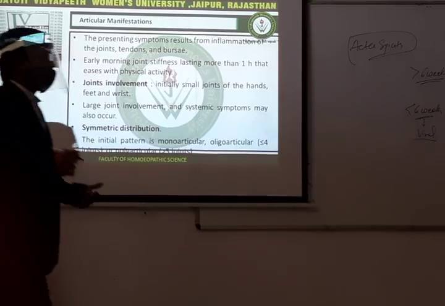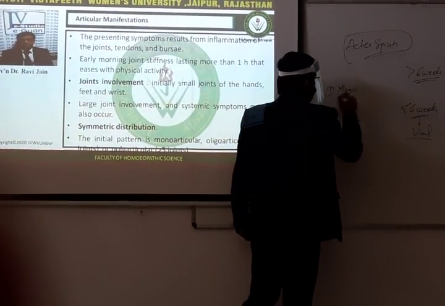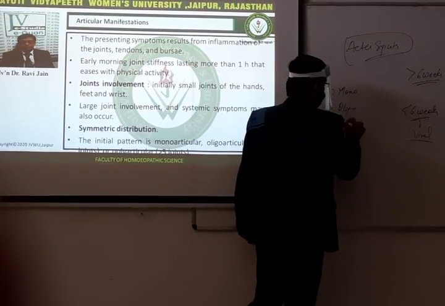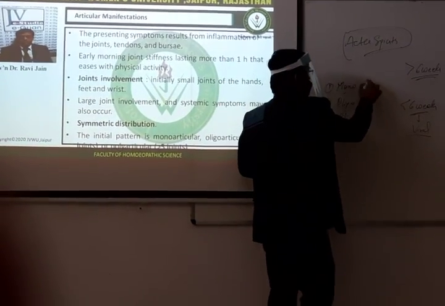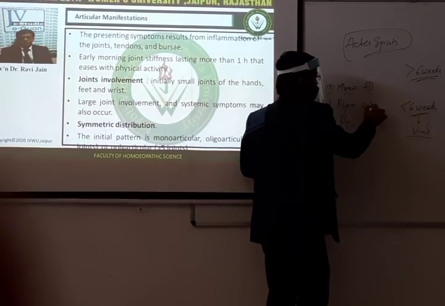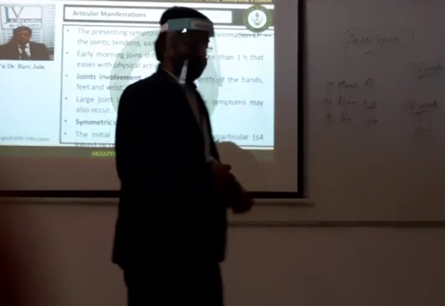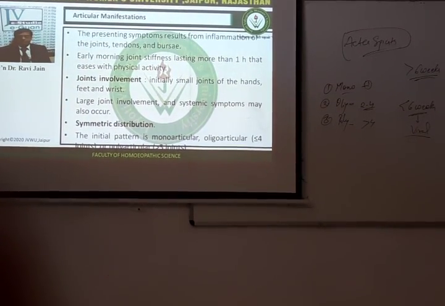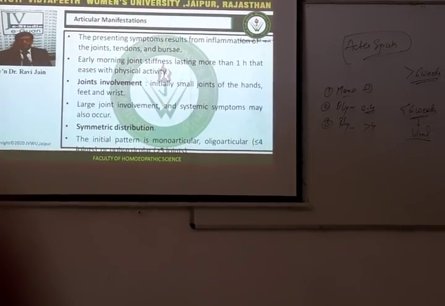We have discussed three terms: mono, oligo, polyarthritis. Alright. So mono was pertaining to how many joints? 1. Oligo? Up to 4. So similar applies here as well. The pattern is monoarticular, oligoarticular, and polyarticular, greater than 4 joints. Up to 4 it is oligo.